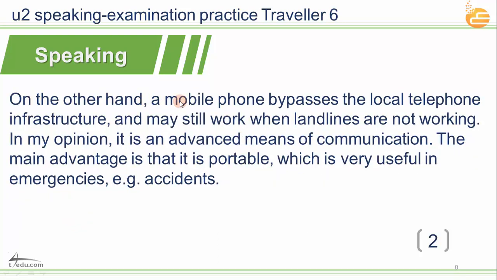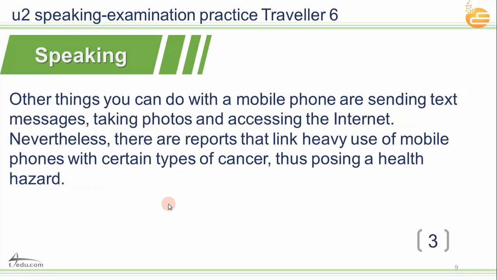On the other hand, a mobile phone bypasses the local telephone infrastructure and may still work when landlines are not working. In my opinion, it is an advanced means of communication. The main advantage is that it is portable, which is very useful in emergencies such as accidents. Other things you can do with a mobile phone are sending text messages, taking photos, and accessing the internet.